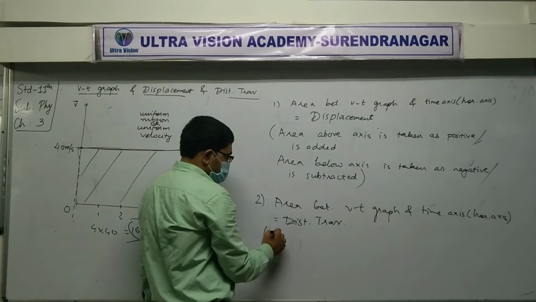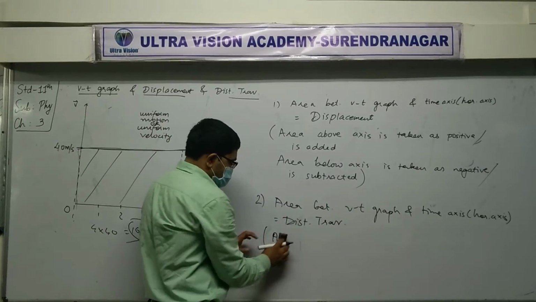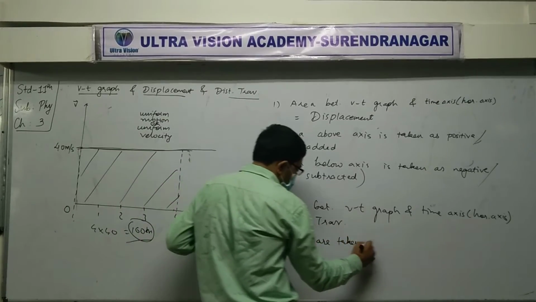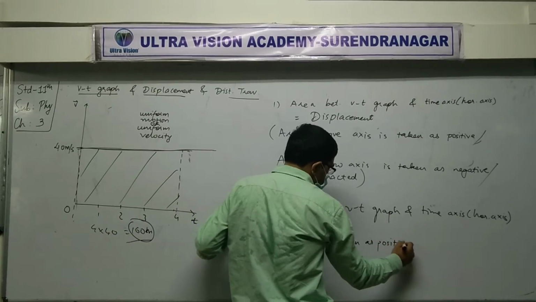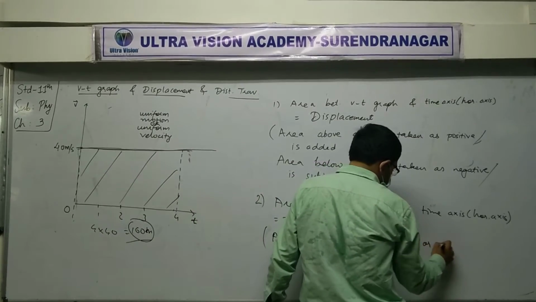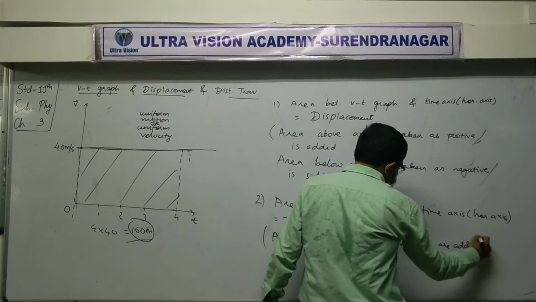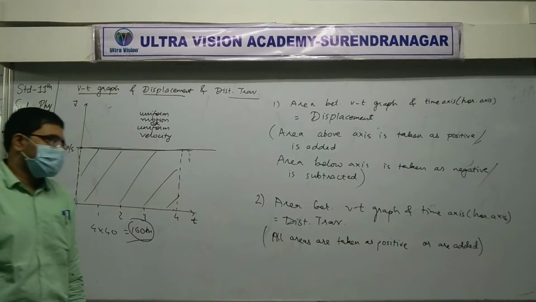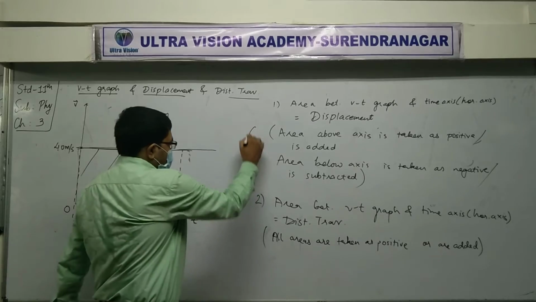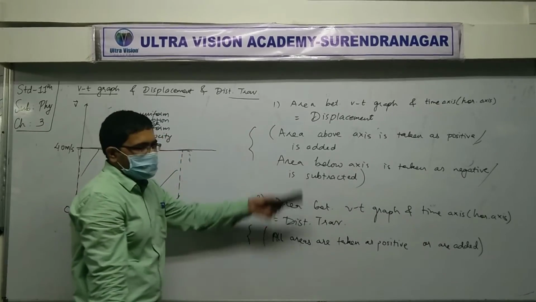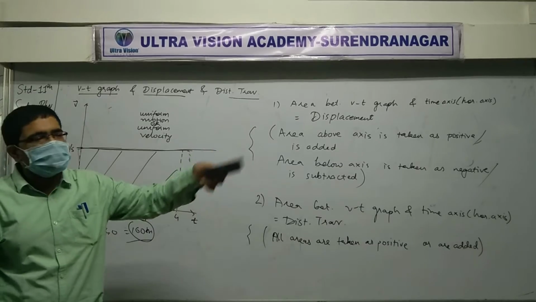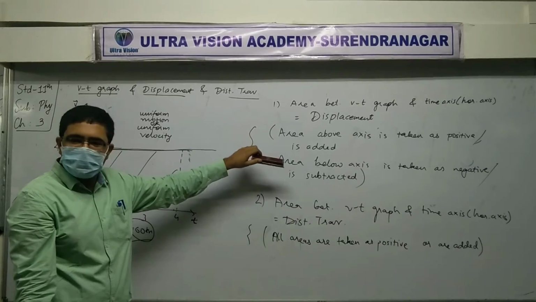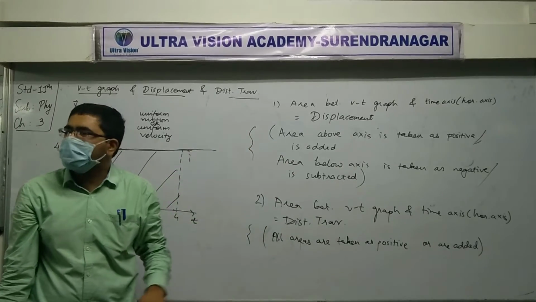Right. Now, what's the rule here? All areas are taken as positive, or basically you can say all areas are added. There is no point of subtraction. You just have to add. So these brackets are what make the two different. I hope you realize, otherwise they are the same. But because of considering positive and negative, displacement becomes different from distance traveled.